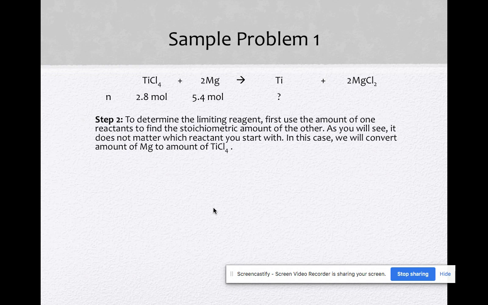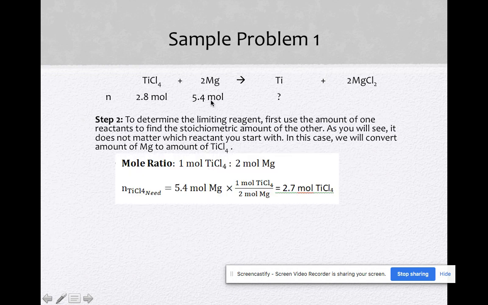Okay, so we're going to start off by converting the amount of magnesium we have into an amount of titanium chloride. So what I'm basically saying is, if we have 5.4 moles of magnesium, how much titanium chloride would we need to react with it? And then we're going to compare the amount that we actually need to react with all of the magnesium and the amount of titanium chloride that we actually have, which is 2.8 moles. So to do this, we're setting up a basic stoichiometry problem.